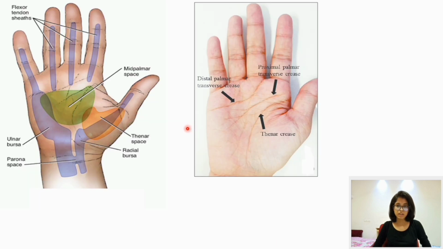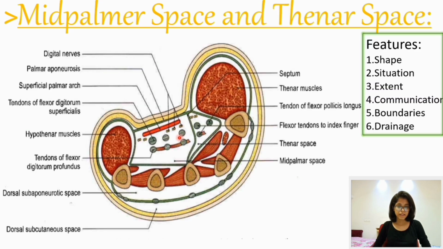Next, its extension. So it extends proximally from the distal margin of flexor retinaculum distally till the distal palmar crease. So here you can see this is the mid-palmar space extending from the distal margin of flexor retinaculum to the distal palmar crease. You can see it is clearly shown here. Next is communication. So mid-palmar space proximally communicates with the forearm space of Parona, and distally it communicates with the fascial sheath of third and fourth lumbricals.